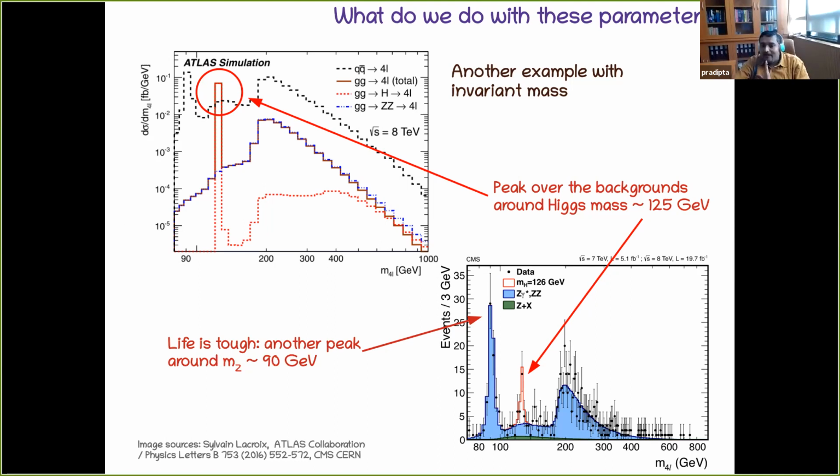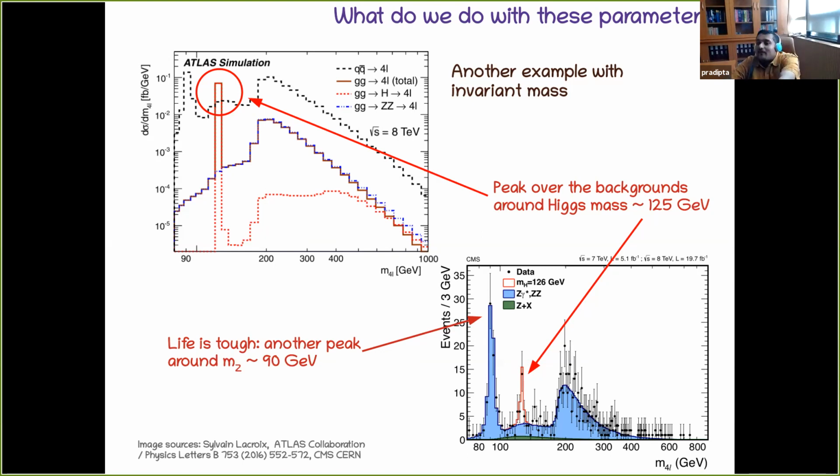Here is another schematic diagram just to show you that this invariant mass distribution is not very easy. This is another invariant mass distribution for this 4L system. You can see that for the 4 lepton system, there is a peak at the Higgs mass, fine. There is also another peak, which, if you calculate, is around 200 GeV, or to be precise, in the ballpark of 180 GeV.